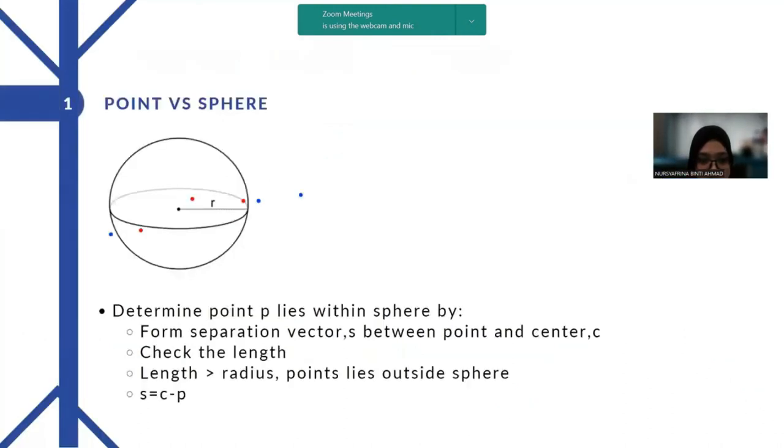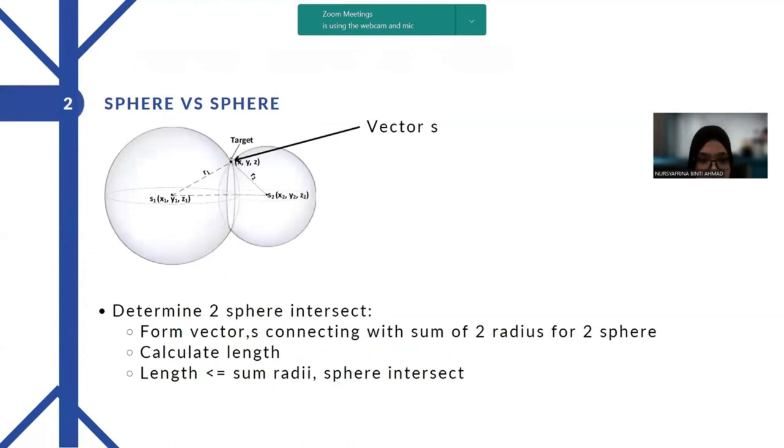The first way is point versus sphere. You need to form the vector S between the origin and any point. If the length is bigger than the radius, the point lies outside the sphere. Next is sphere versus sphere. You need to do like the previous step, which is to form the vector and then sum the two radii. If the vector length is smaller than the sum of the radii, the shapes intersect each other.